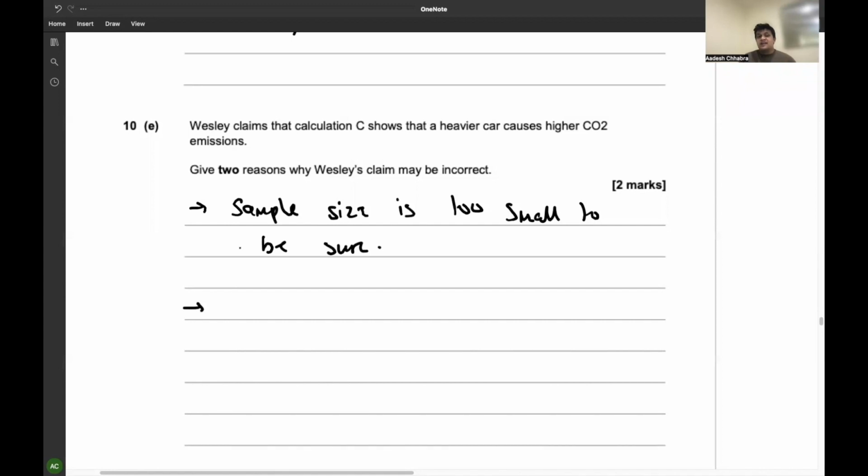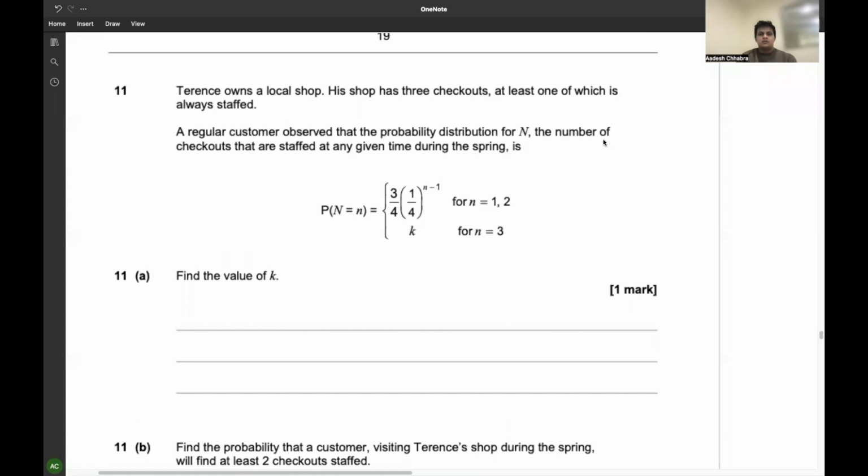And secondly, what could be the case is that although it does seem that heavier cars cause higher CO2 emissions, this may not be a direct correlation. At least we cannot prove that. So the correlation could be due to other factors. And this should yield you the 2 marks.